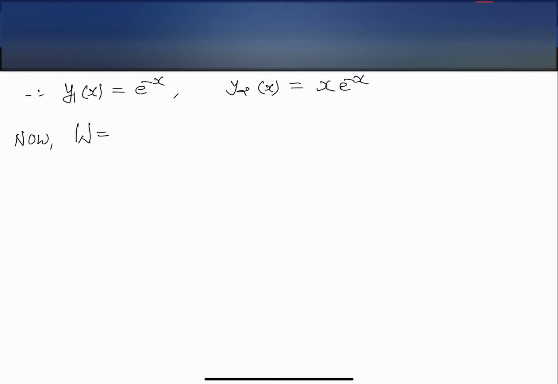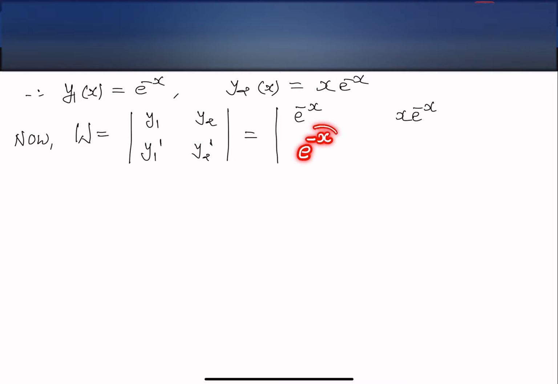Now, what is the Wronskian? First row is y1, y2. Second row is derivative of both the functions. Right. So, what is y1? e raised to minus x. What is y2? x e raised to minus x. What is y1 dash? Derivative of this. So I write derivative of e raised to minus x is e raised to minus x, by chain rule, derivative of minus x is minus 1 that I write here. So finally it is minus e raised to minus x.